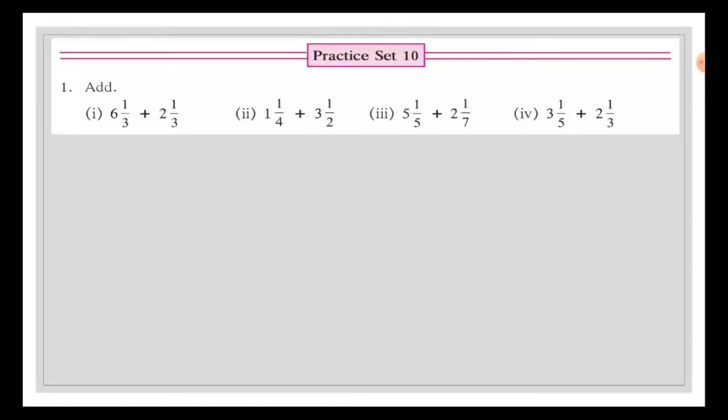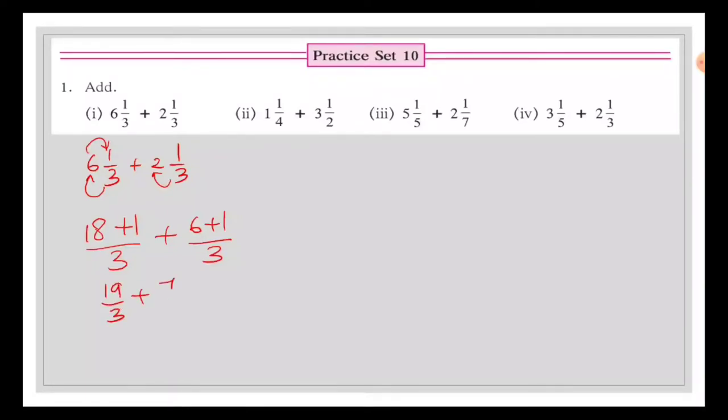Okay, first one is 6 1 upon 3 plus 2 1 upon 3. Okay, so what we have to do over here, if we follow the second method, we have to multiply 6 with 3. Okay, and then we have to add it with 1. Okay, so 6 3s will be 18, 18 plus 1 upon 3, plus 3 2s will be 6 plus 1 upon 3. So 18 plus 1 will be 19 upon 3, plus 6 plus 1 will be 7 upon 3. Okay, so over here 19 plus 7 will be nothing but 26 upon 3. This is 26 upon 3.